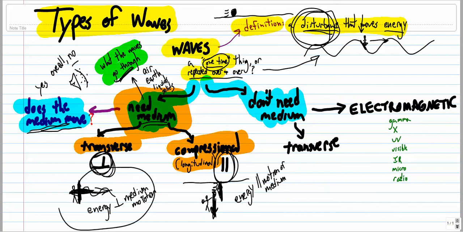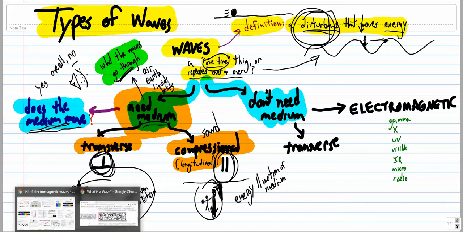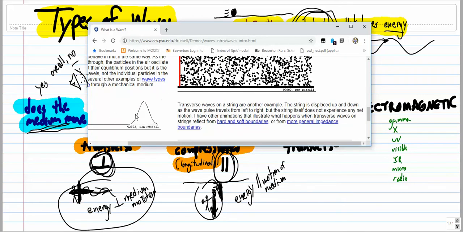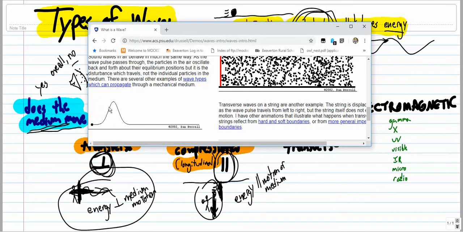I said this was a rope. This was a slinky. Another example of a compressional wave is sound. So there's animations all over the internet. This one comes from a professor named Dan Russell. This animation here, this is a transverse wave. A pulse goes up and down, and this ripple here goes toward the right.